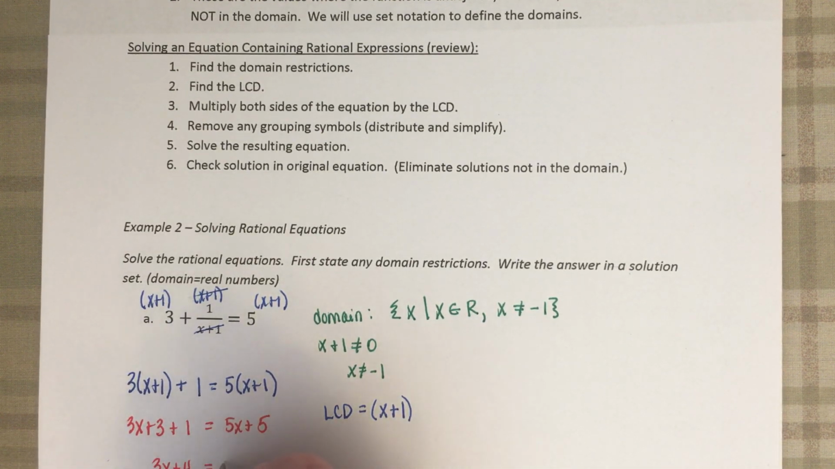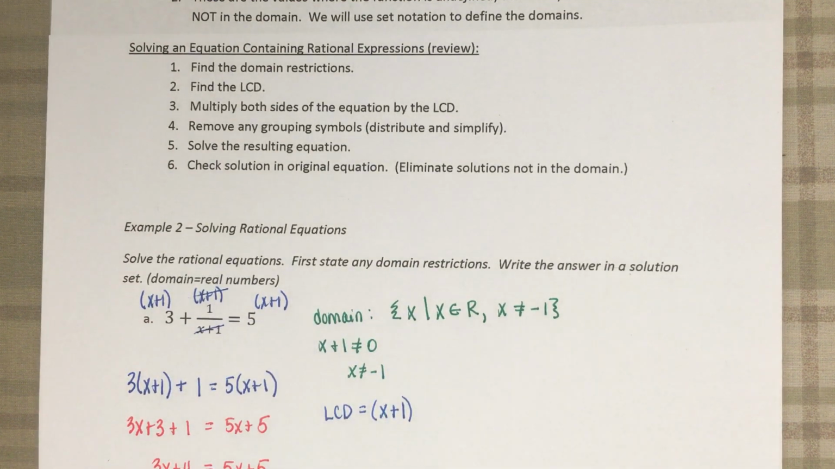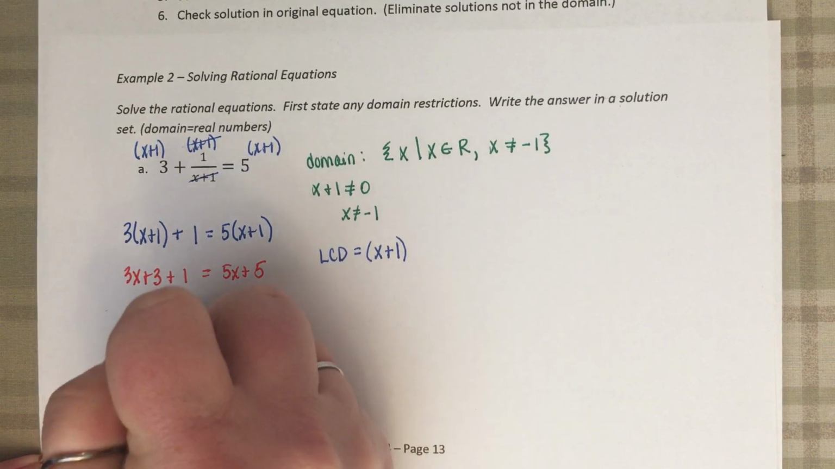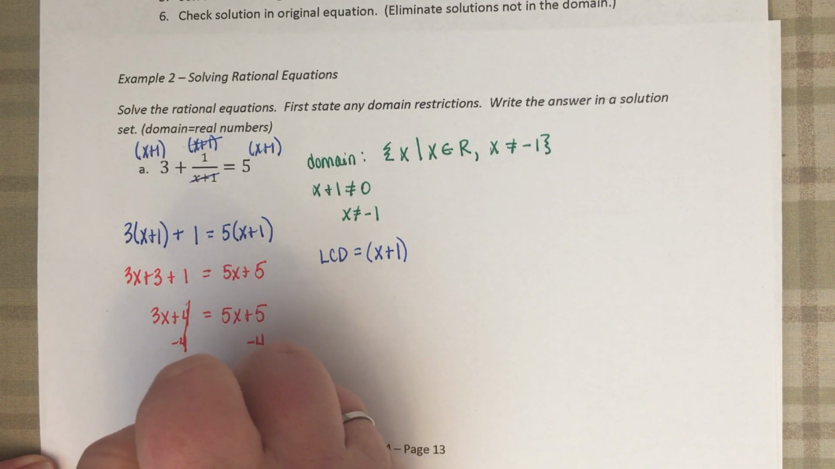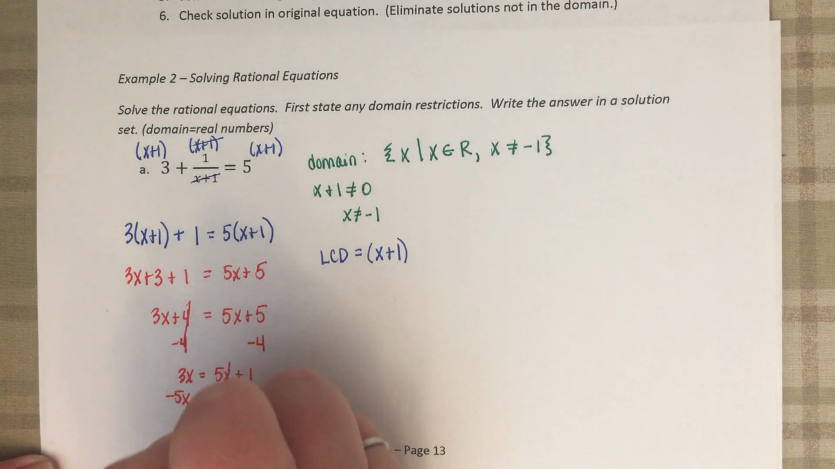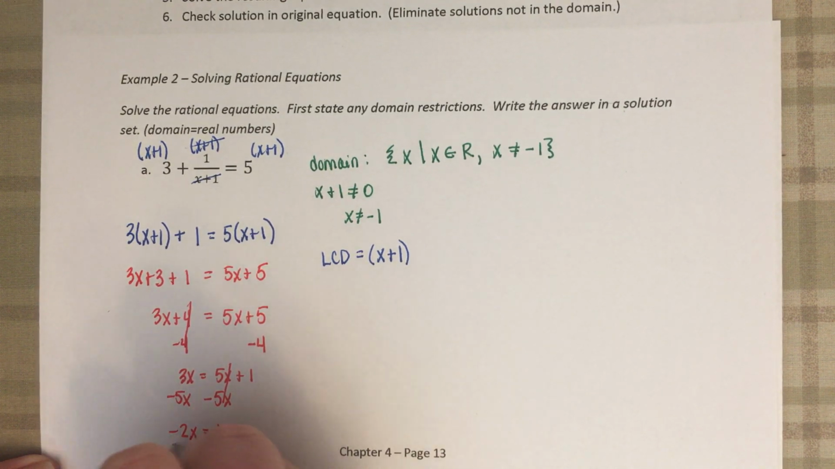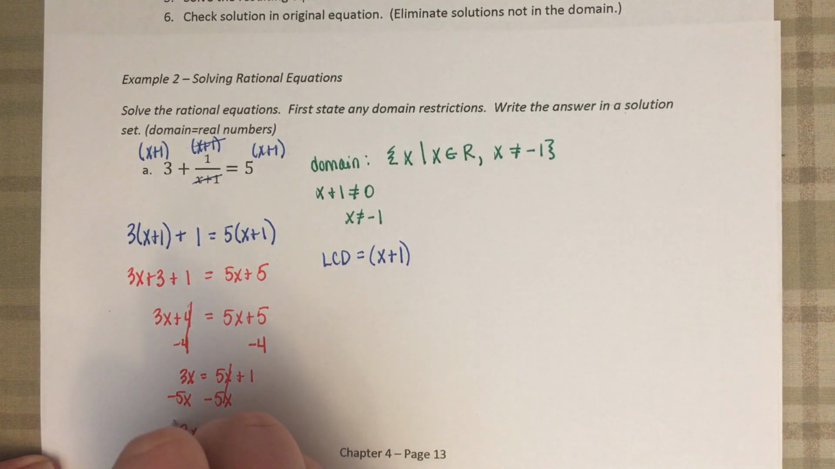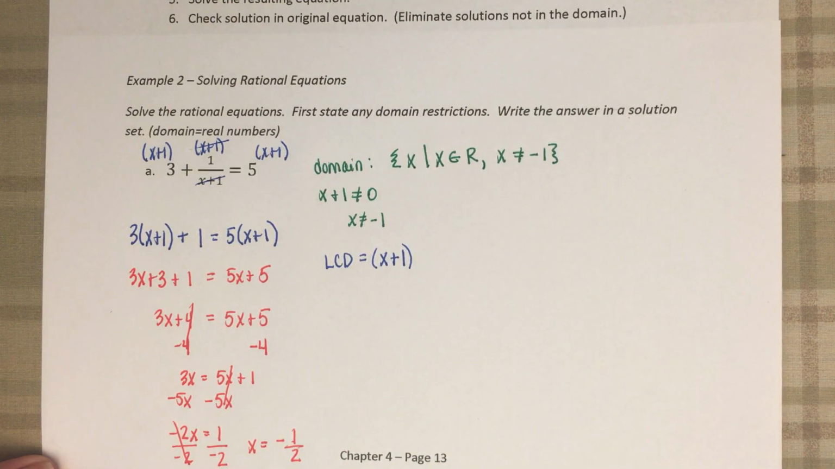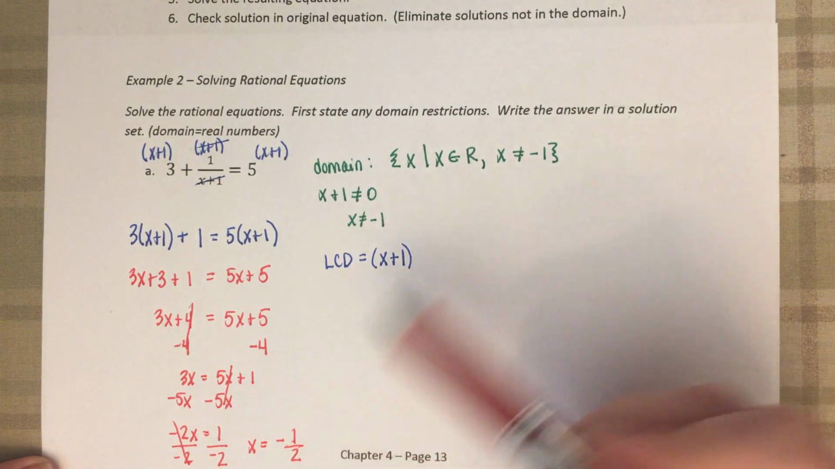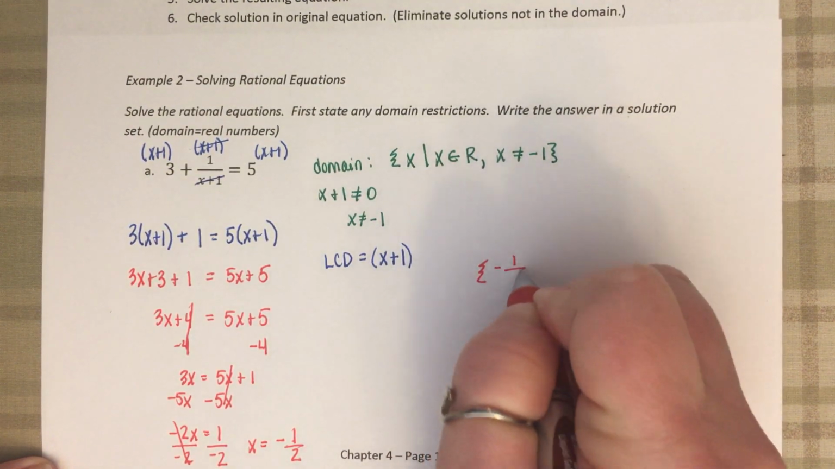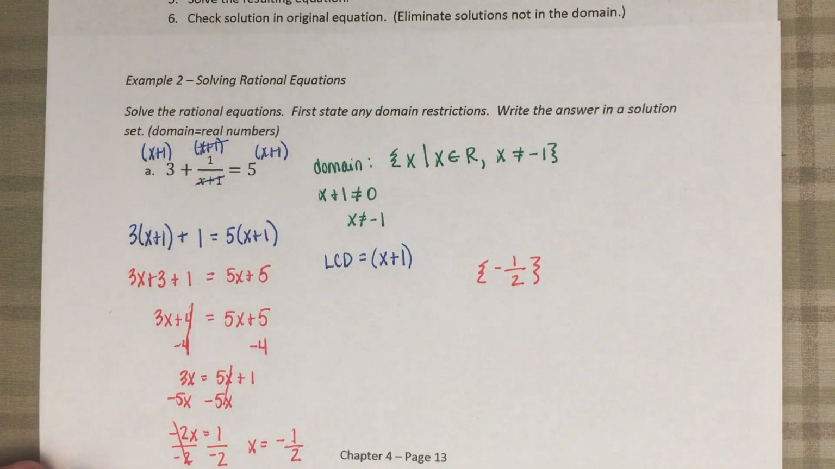3x plus 4 equals 5x plus 5, combined like terms. Now I'm going to subtract 4 from both sides. 3x equals 5x plus 1. Subtract 5x from both sides. Negative 2x equals 1. Divide by negative 2. x equals negative 1/2. We double checked that this value that we just got for x was not an excluded value in our domain. It was not, so we are done, and our solution set for this example contains negative 1/2.